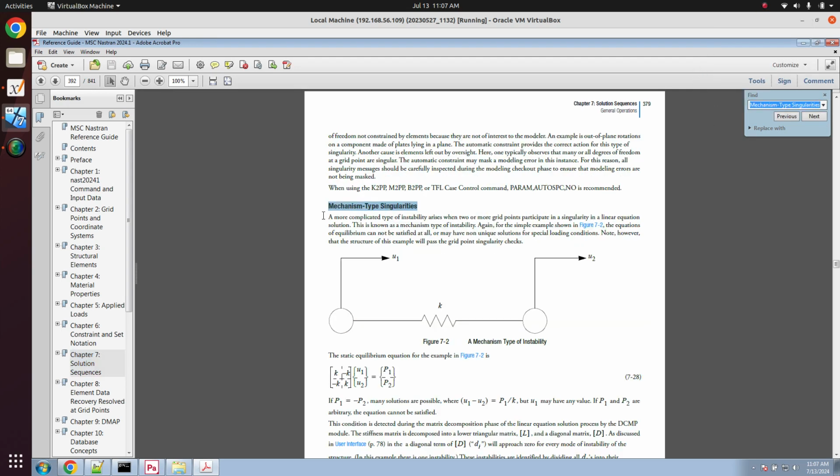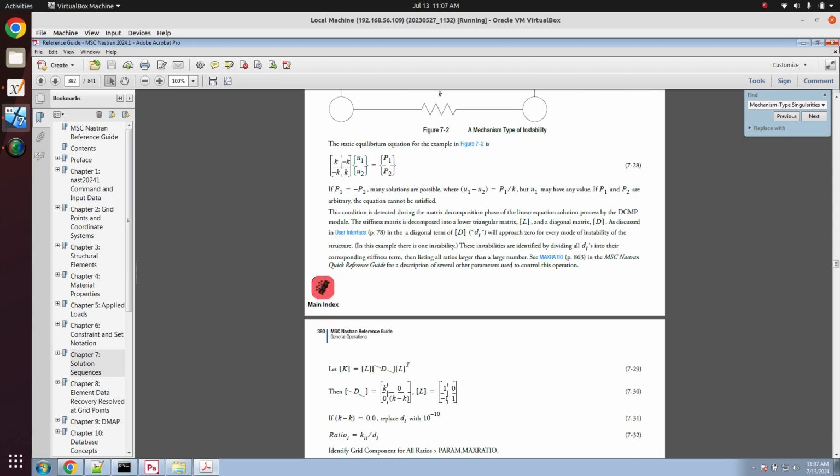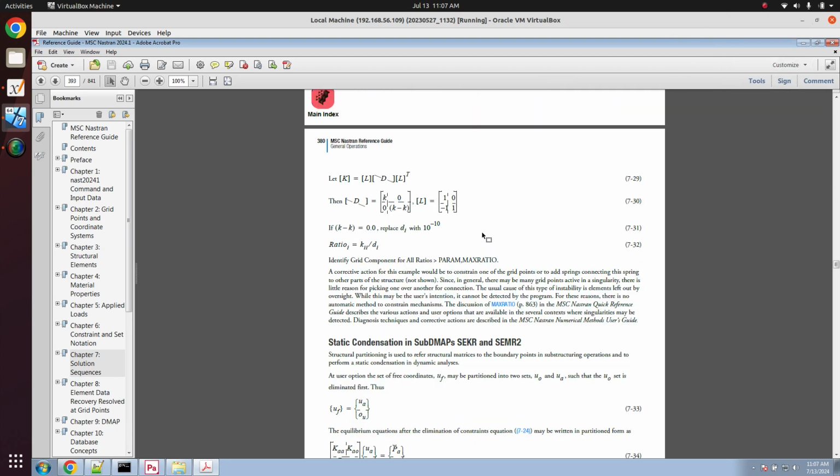Okay, that search took a lot longer than I was expecting, but here in the reference guide for MSC Nastran, you get this section, mechanism type singularities. This describes some of the information I'll be going over in today's video. So if you want to read up on this, I refer you to this document.